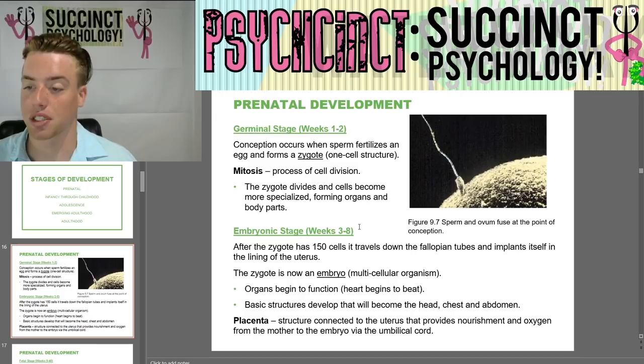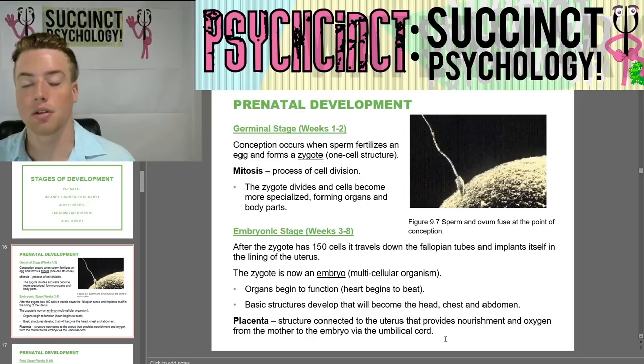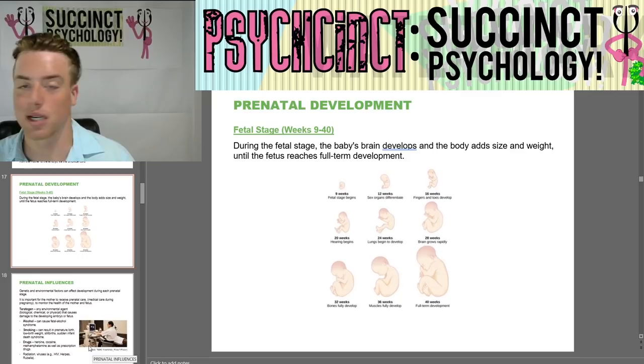After the zygote has 150 cells, it travels down the fallopian tubes and implants itself in the lining of the uterus. The zygote is now an embryo, or a multicellular organism, and organs begin to function, so the heart begins to beat, and basic structures develop that will become the head, chest, and abdomen. Now the placenta is a structure connected to the uterus that provides nourishment and oxygen from the mother to the embryo via the umbilical cord. So if you guys were wondering how babies breathe, now you know.